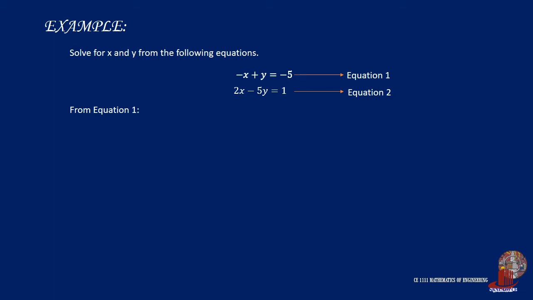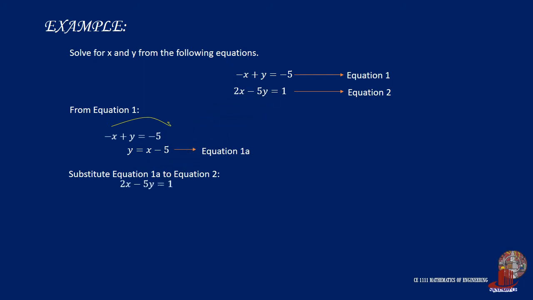From equation 1, we can extract one variable to a side and make it a function of another. In this case, y is equal to x minus 5, and designate this as equation 1a. We can now substitute equation 1a into equation 2. Hence, 2x minus 5 times the quantity of x minus 5 is equal to 1.